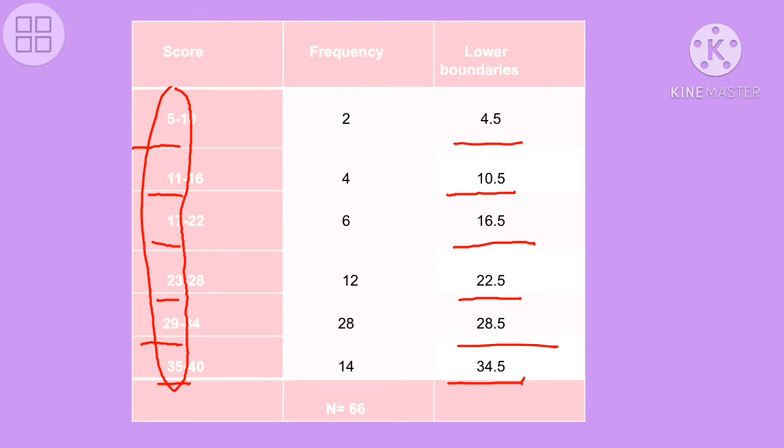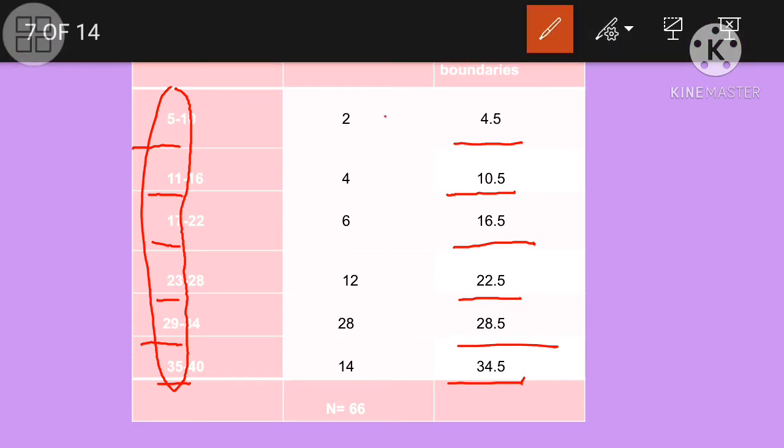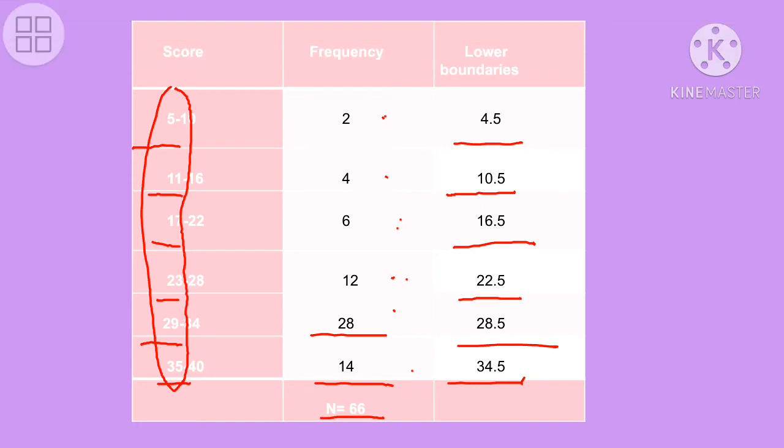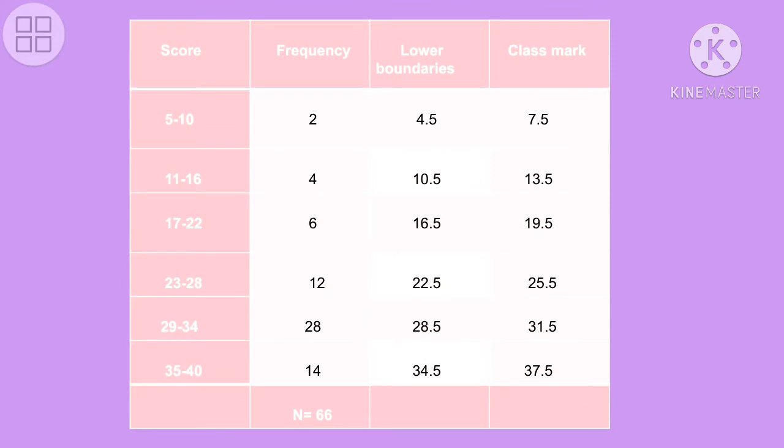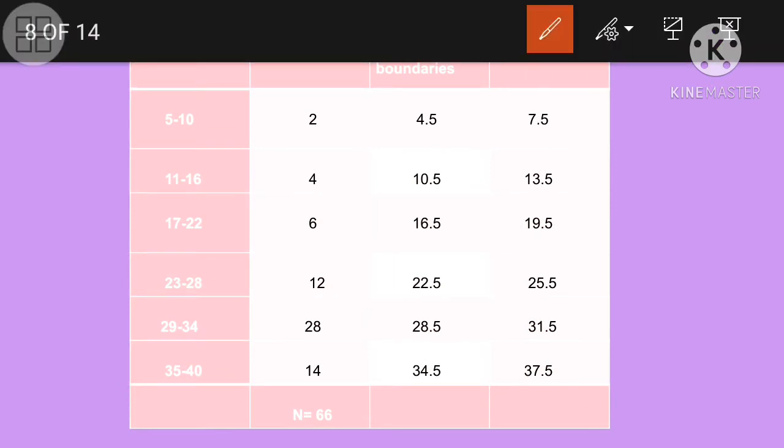On computing the frequencies, we need to get the sum of all the frequency. 2 plus 4 plus 6 plus 12 plus 28 plus 14 is equal to 66. Next is we need to get the class mark. On computing the class mark, we need to add these scores and divide by 2.